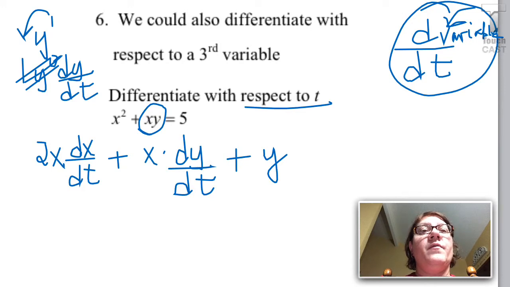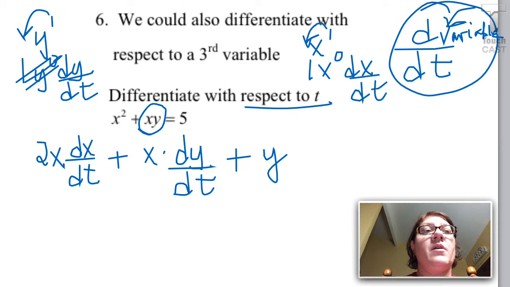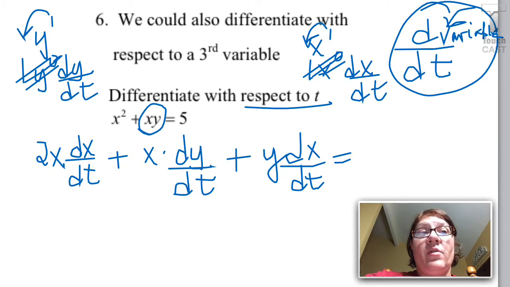And then plus second times derivative of the first, but for the same reason, that's x to the first, so when I power down, I'll have 1x to the 0, and then dx dt, but this is all just 1, so it's really just dx dt. And then derivative of a constant with respect to a variable, where there's no variable in there, so it's always just 0.